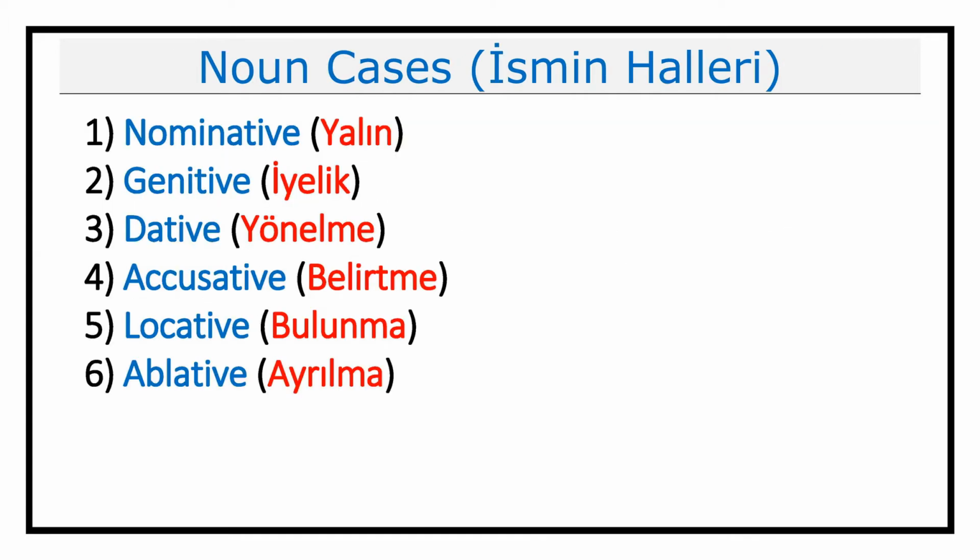Now, despite the fact that some grammar books teach only 5 noun cases, excluding the second genitive case, I prefer to be more comprehensive and explain all 6 cases together, which are nominative, genitive, dative, accusative, locative, and ablative. Let's now cover them one by one.